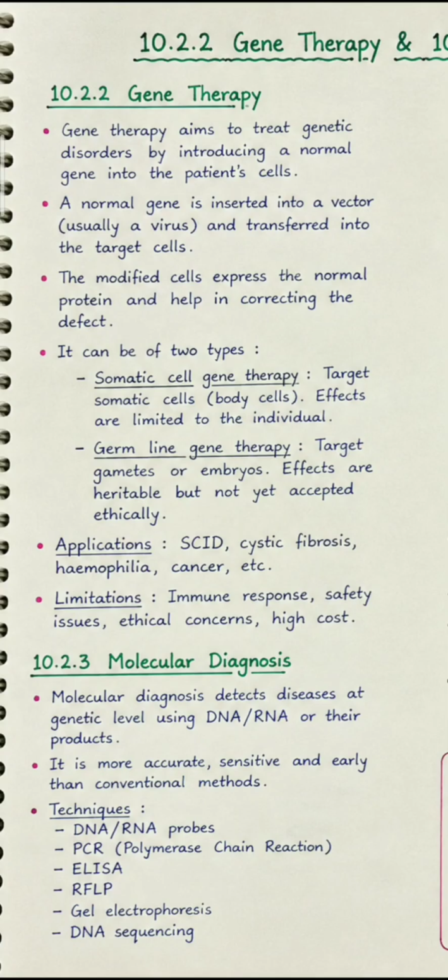Next one is gene therapy. Gene therapy aims to treat genetic disorders by introducing a normal gene into the patient's cells. A normal gene is inserted into a vector, usually by using a virus as a vector, and transferred into the target cells. The modified cells express the normal protein and help in correcting the gene defect.